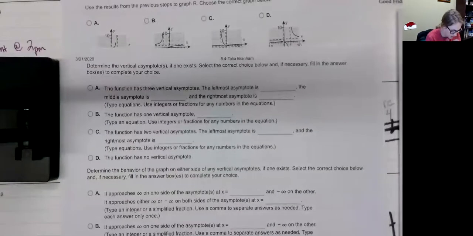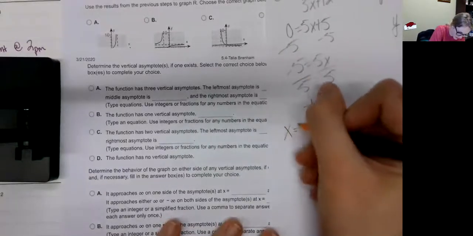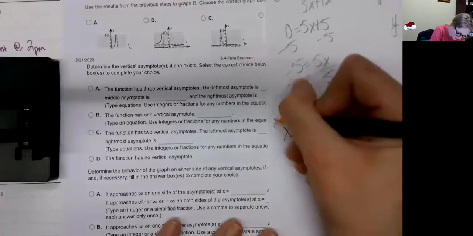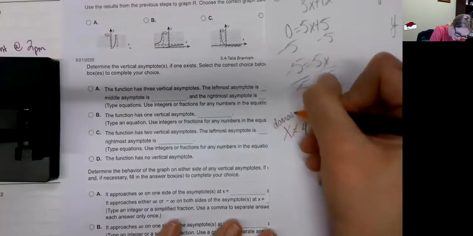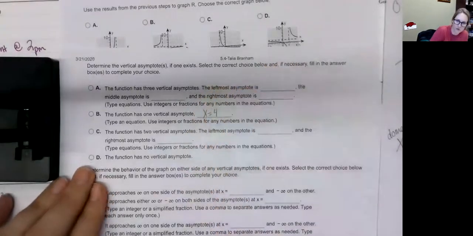Determine the vertical asymptotes. If one exists, select the correct choice below, and if necessary, fill in the answer boxes to complete your choice. So going with our domain, and that x could not equal -4, that is because that is an asymptote. So our vertical asymptote is x equals -4.